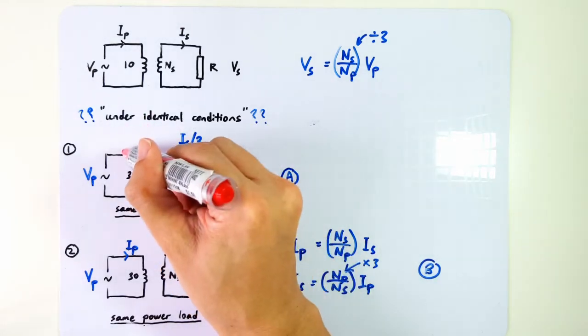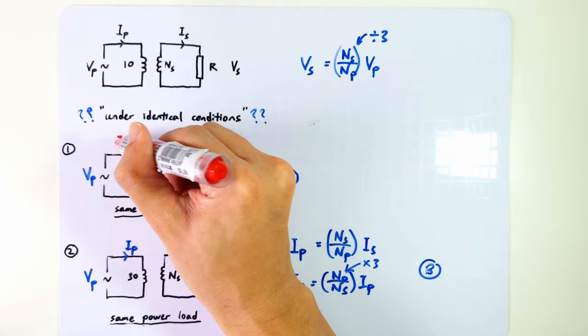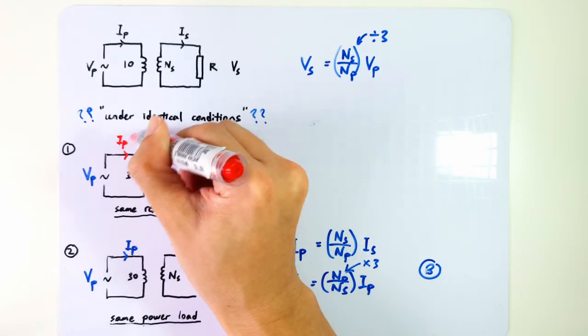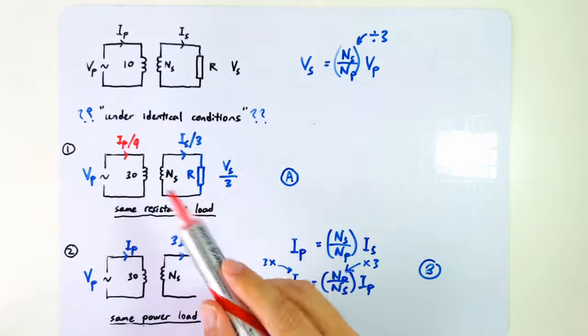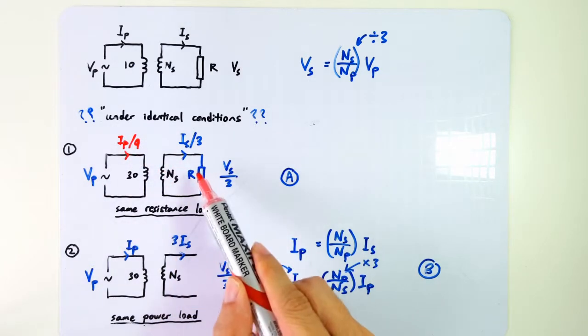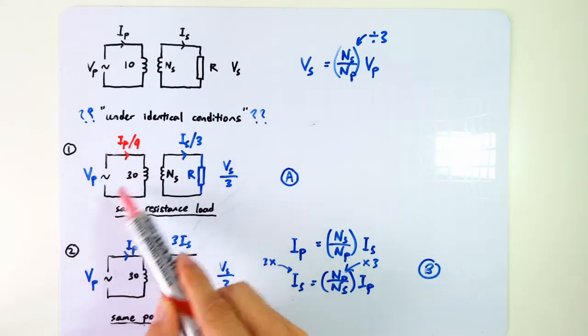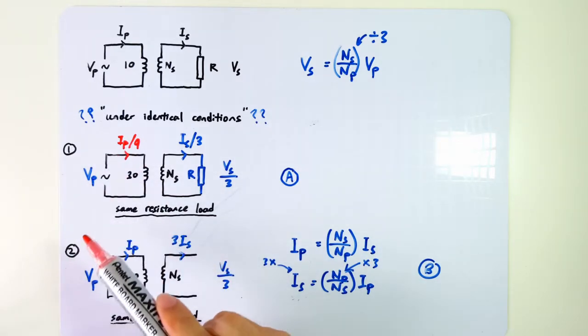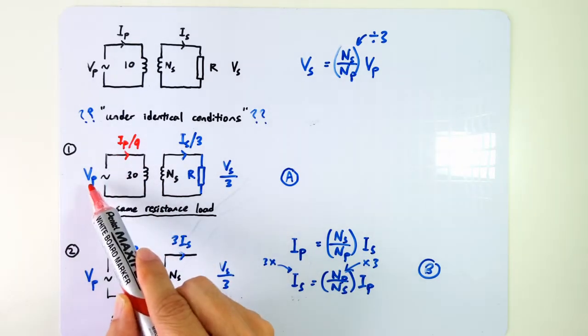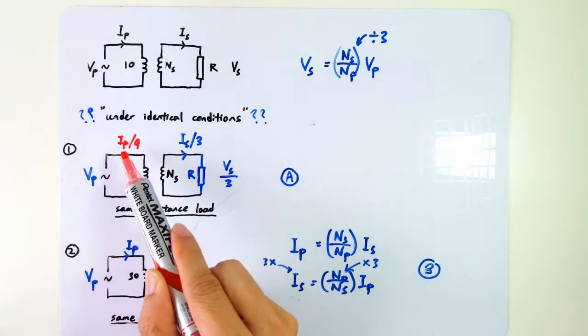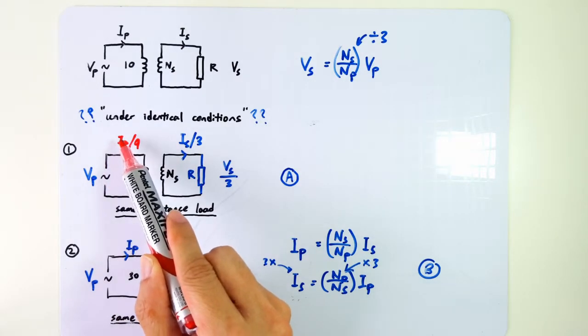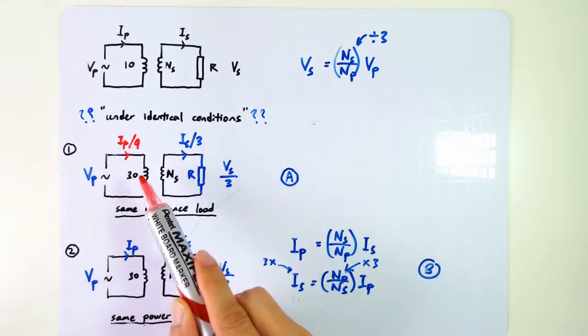If you think about it, that means the primary current must be divided down by 9 as well, because if the power output is divided by 9, then the power drawn from the supply should also be divided by 9. Since Vp is still the same as before, it must mean that the primary coil current must be divided down by 9.